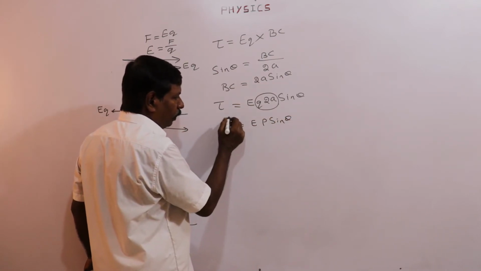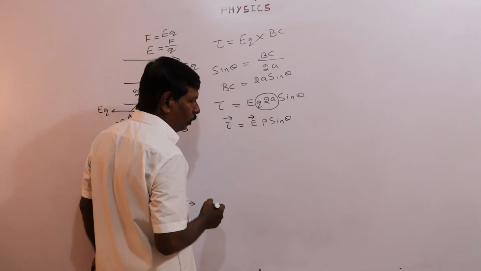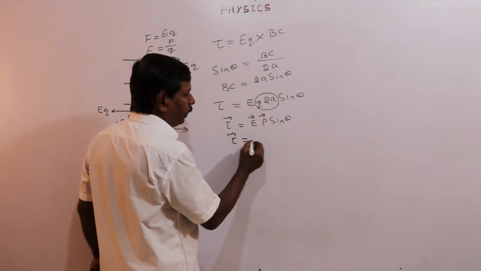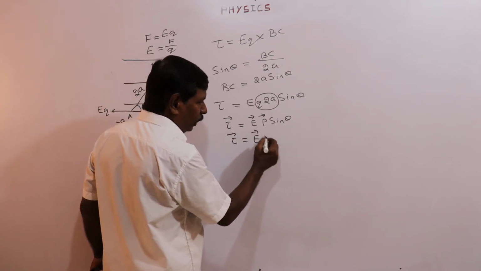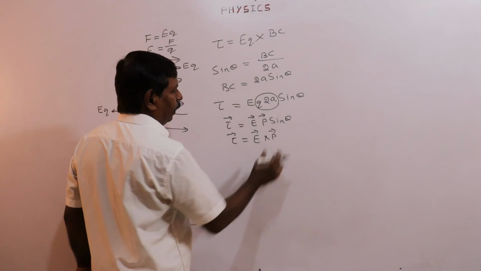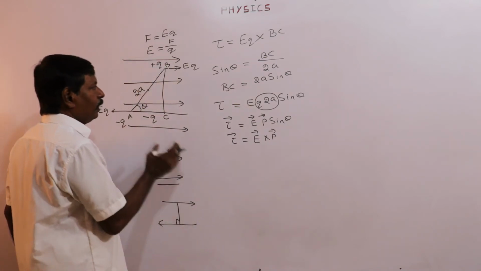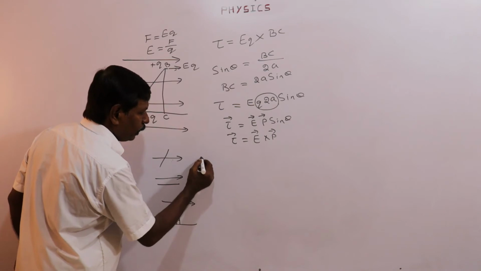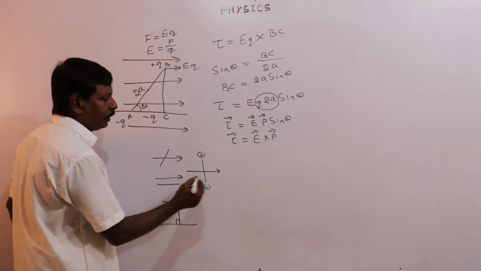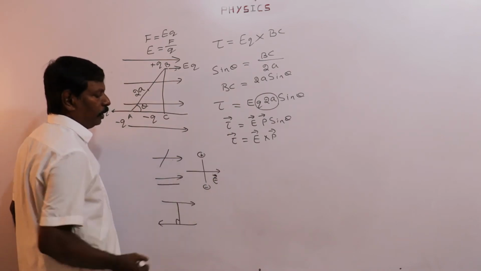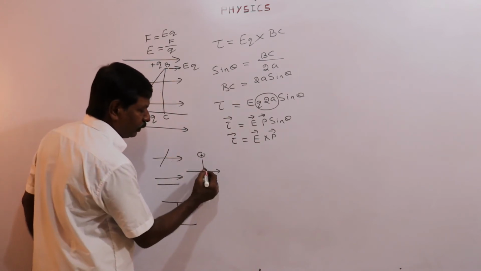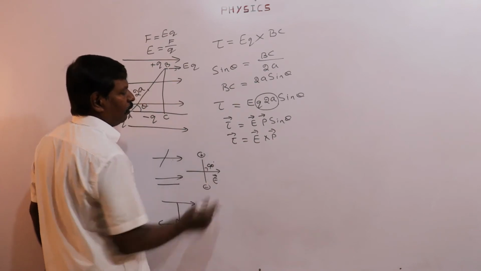Tau is a vector quantity, the electric field is also a vector quantity, and the dipole moment is also a vector quantity. So tau is the vector product of the dipole moment P and the electric field. If theta is 90 degrees, sin theta is 1. At that condition the electric dipole, positive and negative charges, is perpendicular to the direction of the electric field. So at 90 degrees the torque is maximum.